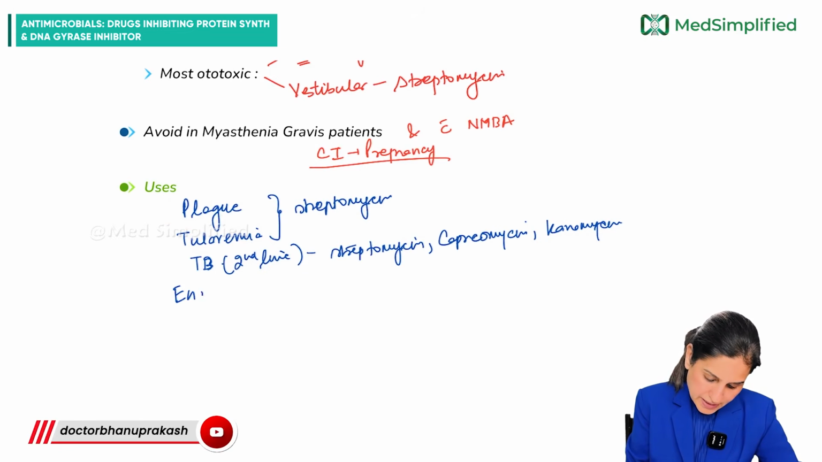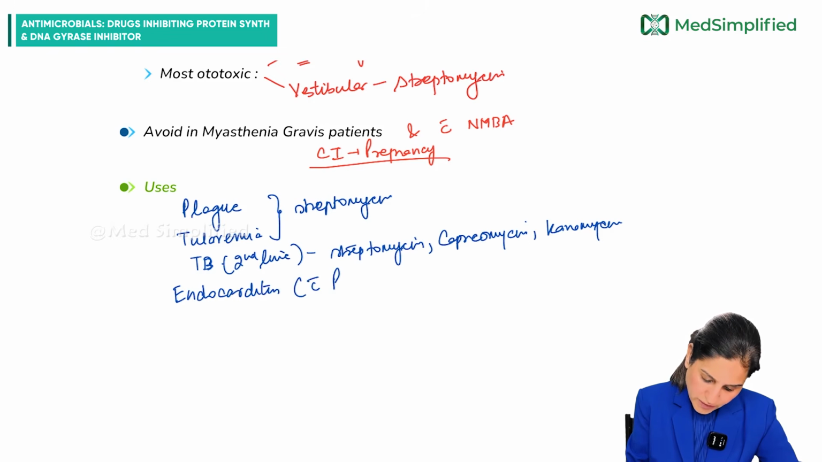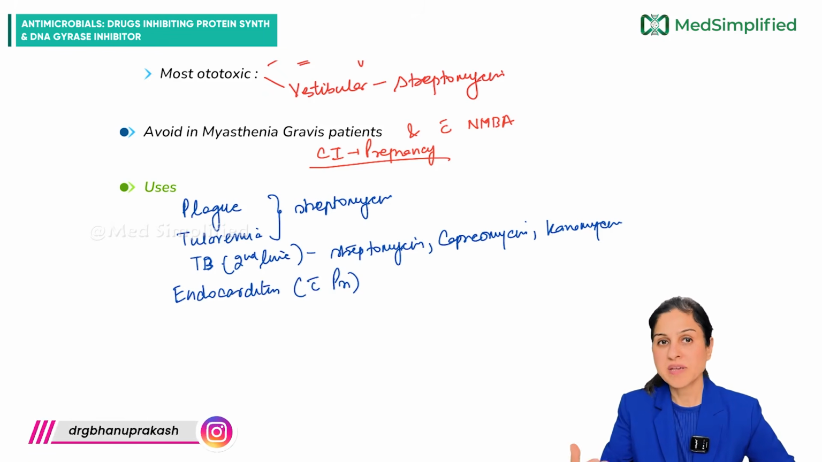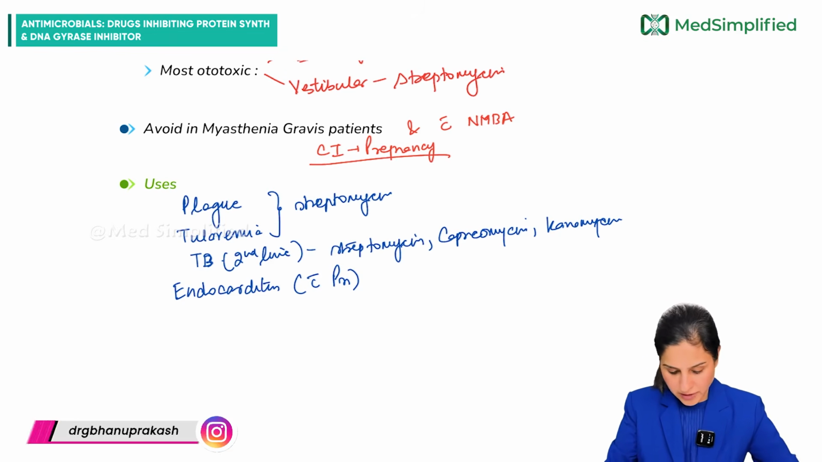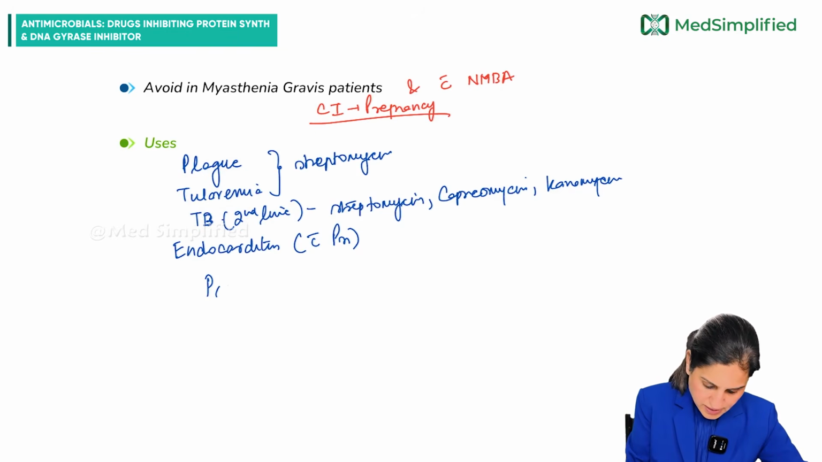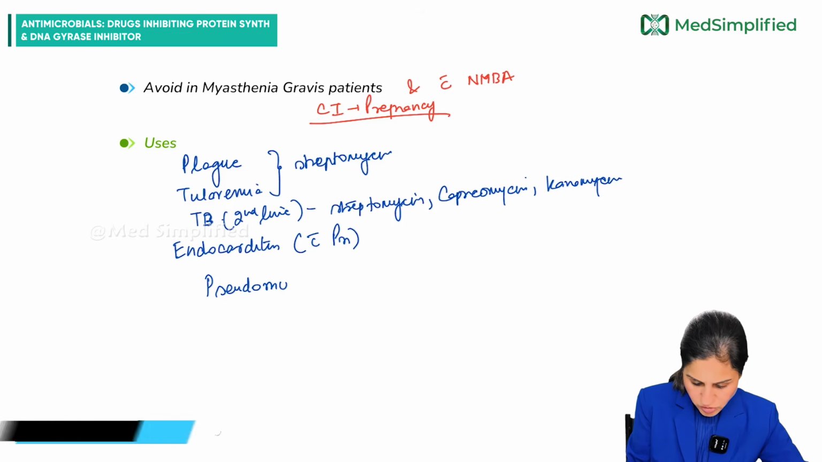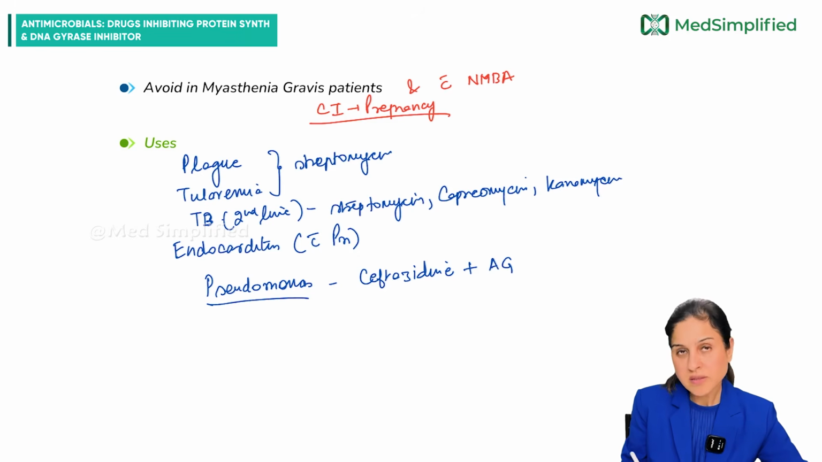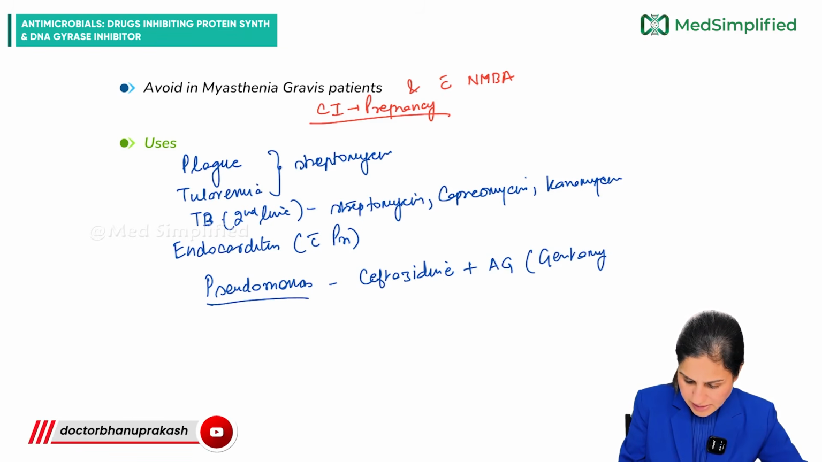Then endocarditis. This is used along with penicillin. Remember, penicillin breaks the cell wall and allows the aminoglycoside to enter. Mixed infections also, it is very important because penicillin takes care of the gram positive and this will take care of the gram negative. Then for pseudomonas infections, you give aminoglycosides along with ceftazidime, right? Gentamicin and tobramycin work.